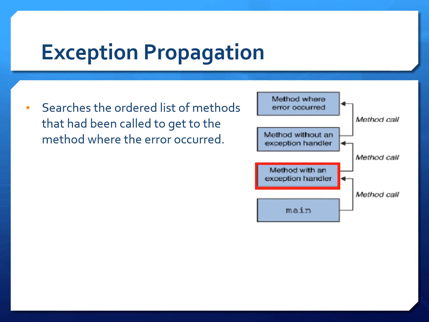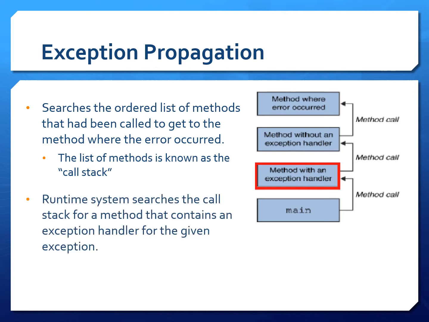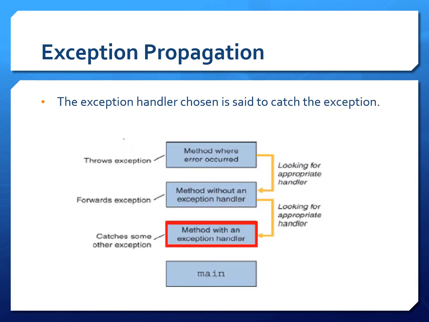When an exception occurs, Java searches the ordered list of methods that had been called to get to the method where the error occurred. The list of methods is known as the call stack. The runtime system searches the call stack for a method that contains an exception handler for the given exception. The exception handler chosen is said to catch the exception.